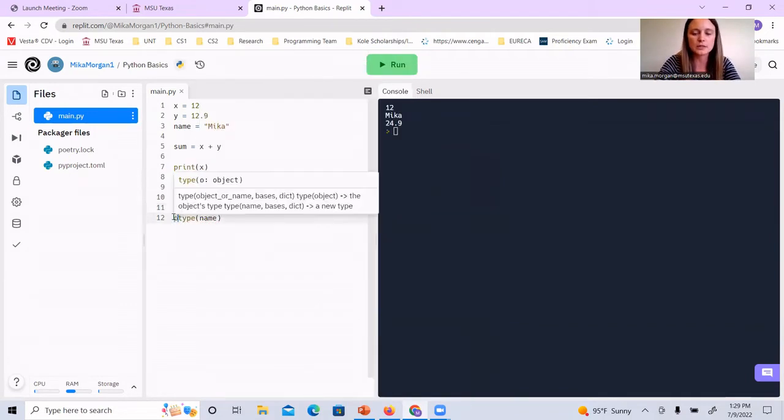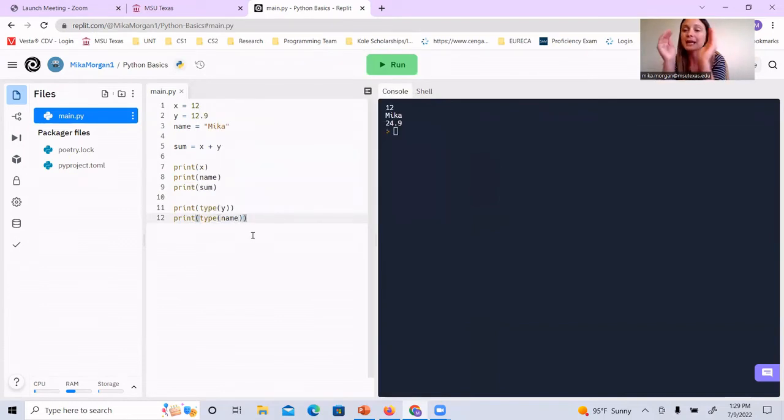So here you can see that I am nesting some commands. I have some commands inside of other commands. So it's going to work from the inside out here. First, I'm going to say, what is the type of Y? Well, Y is a number with a decimal. So that's a float. And then I say print out everything that is here inside these parentheses, print out float. So we can do that again. And now we can see 12.9 is a float and the word Micah is a string.